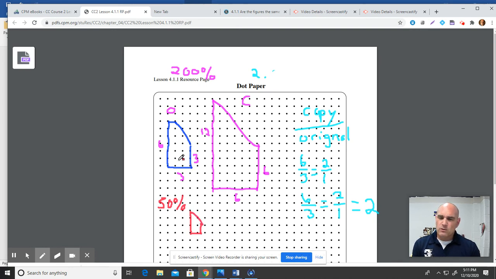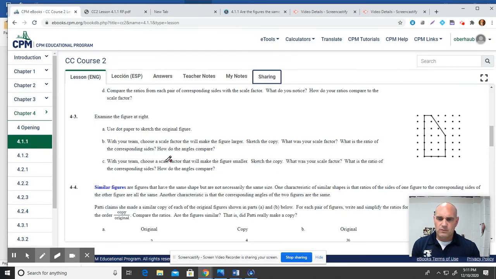Notice that my new figure is smaller than the original one because it was 50%. It was less than 100%. So here is my original picture. Here is my copy that I did. Let's see what they want us to do. With your team, choose a scale factor. We did 50%. That'll make it smaller. Sketch it. We did that. What was your scale factor?